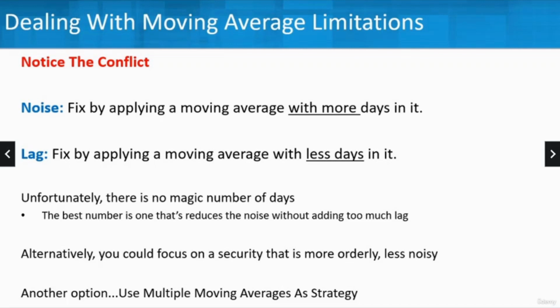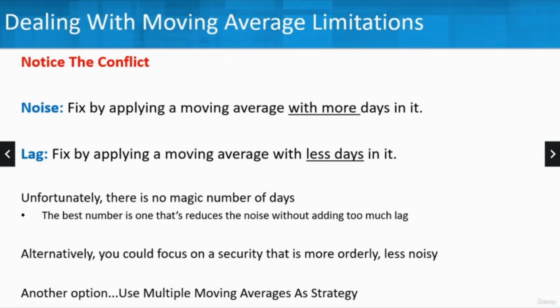Alternatively, what you could do is just focus on a security that's more orderly, or in effect less noisy, has fewer of these outliers, so it's a little bit more orderly. So if you have less noise, you can work on that lag part a little bit more and use a moving average with fewer days because the security is moving in a more orderly fashion. So that's another way you could do it.